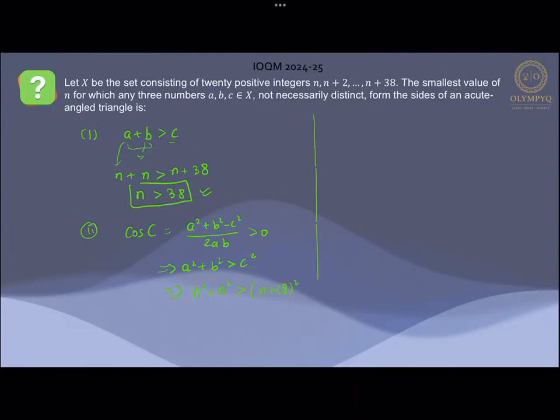If I solve this, I get the equation n square minus 78n minus 38 square has to be greater than 0. From here, if I calculate the value of n, it comes out to be greater than approximately 91.74. So if n is greater than 91.74, the value of n that we have to assume with the help of this has to be equal to 92, and therefore this should be the final answer of this question.